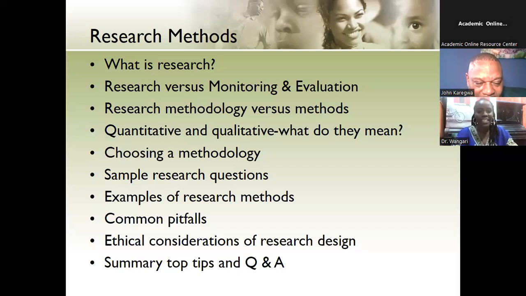Very well done. So we'll look at that and then obviously compare research versus M&E. Then when we talk about methods and methodology, are they the same thing? We will talk about that. Then sometimes you'll hear quantitative and qualitative. If you're an M&E professional, you've probably come across that. And if you're a researcher, you're probably even more familiar with that. And then how do you choose a methodology to inform the methods? And then sample research questions, examples of research methods, some common pitfalls, ethical considerations, and then just a summary of some top tips if you would like to know how to use research in M&E. So that's what we are going to cover in this very brief webinar.